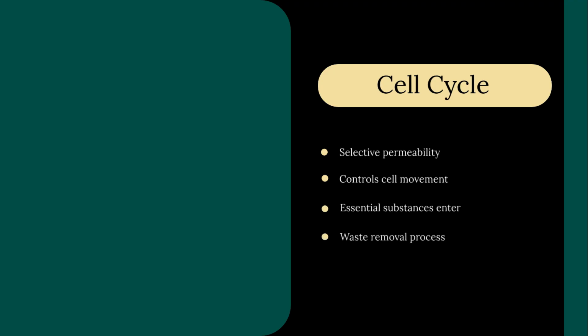Cells must exchange substances with their surroundings to survive. The cell membrane controls this movement, ensuring essential substances enter while waste leaves. This control is due to its selective permeability. It allows some substances to pass through more easily than others. This regulation is vital for maintaining cellular stability.